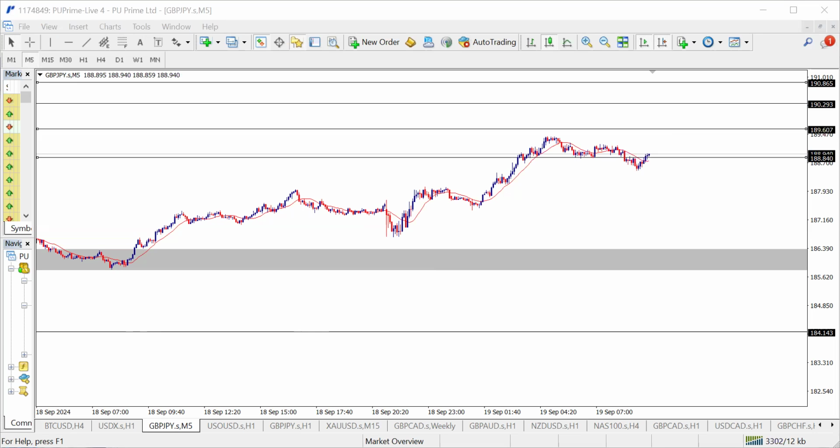Buy stop at 189.607. SL 188.840. TP1 190.293. TP2 190.865. Okay, so let's take that. I think let's take the GBP JPY buy stop.